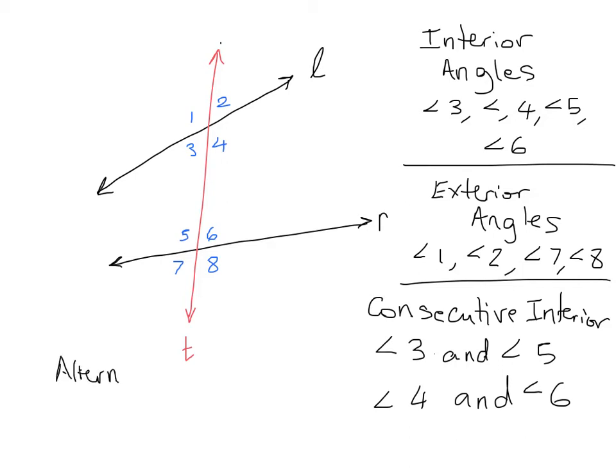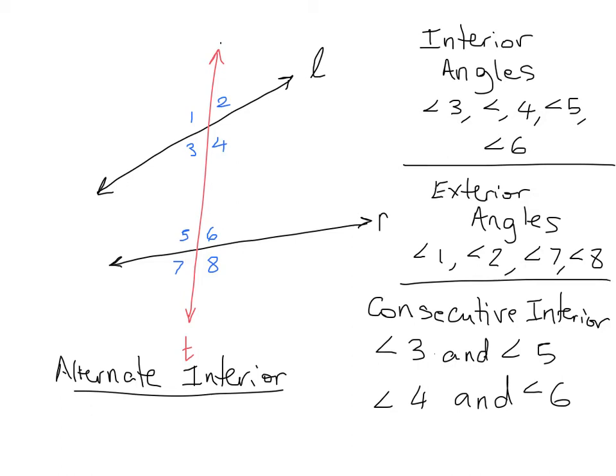Alternate interior. So again, as long as it's interior, we know that it has to be from this list of interior angles. But what does it mean to be alternate? Well, alternate interior angles are non-adjacent interior angles that lie on opposite sides of the transversal.